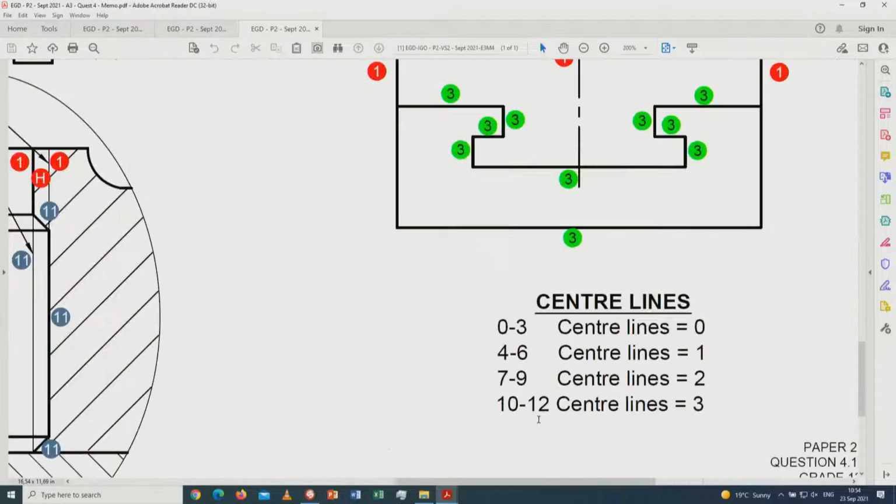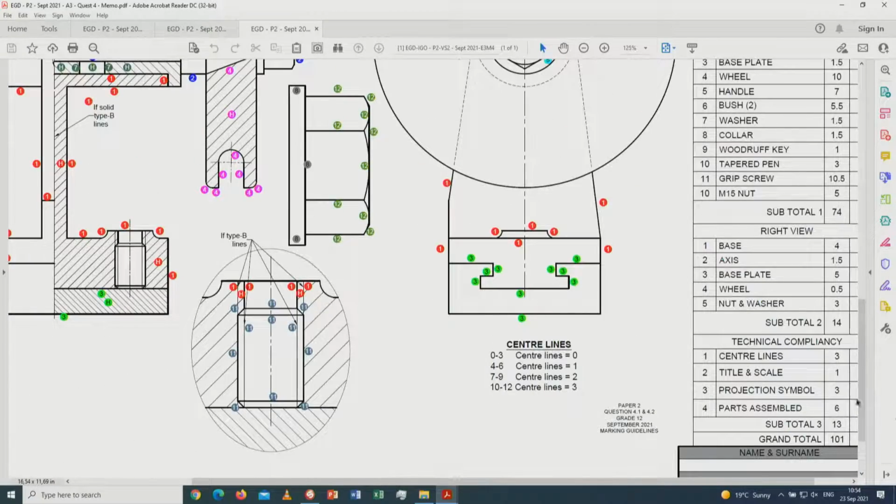Now, of course, if 0 to 3 center lines have been shown, you don't get marks. 4 to 6, 1 mark, 7 to 9, 2 marks, and 10 to 12, that will be 3 marks in total for center lines over there.